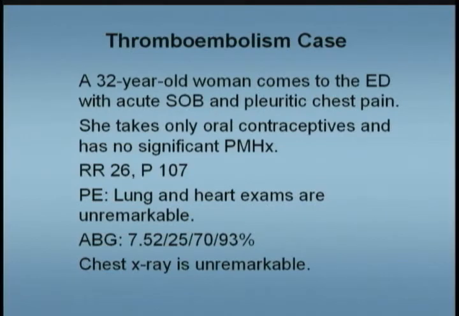So let's go back to this case that we started off with. The 32-year-old woman comes to the emergency department with acute shortness of breath and pleuritic chest pain. She takes only oral contraceptives and has no significant history. Her respiratory rate is 26. Her pulse is 107. Her lung and heart exams are unremarkable. Her ABG shows a respiratory alkalosis with hypoxemia and a significant AA gradient. Her chest x-ray is unremarkable, so this patient right away is a high-risk patient, right?